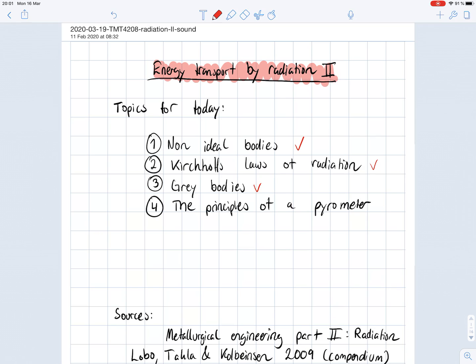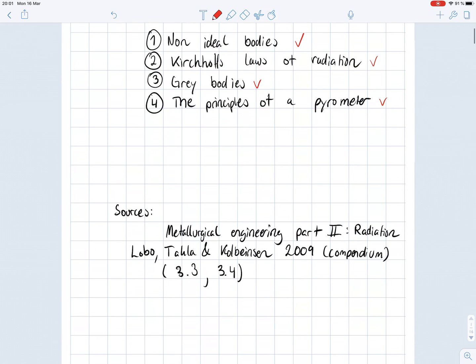Finally, we will look at a practical application of Stefan Boltzmann's law, Planck's law, and Wien's displacement law, together with the laws of Kirchhoff, look at the principles of a pyrometer, and that's how you can use radiation to investigate temperature. So we're continuing with the compendium, so that's still our source. We're jumping to chapters 3.3 and 3.4, which we will cover today.